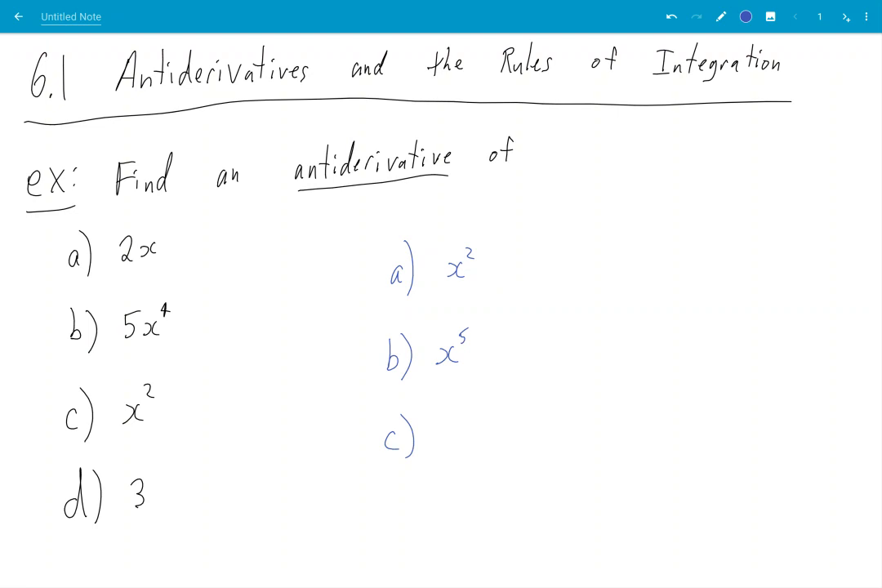C, you'd say, well, if I'm going backwards, I would get x cubed, but I'm going to have to divide by 3. So that when I do a derivative here, this 3 will come down, cancel with this 3, and give me x squared. And D, we get 3x.